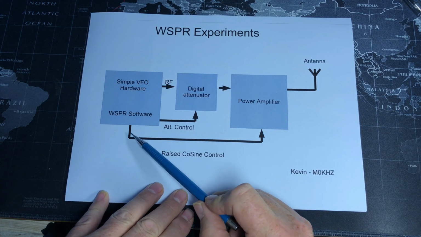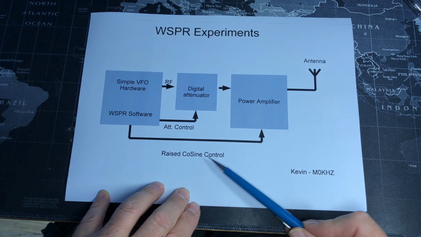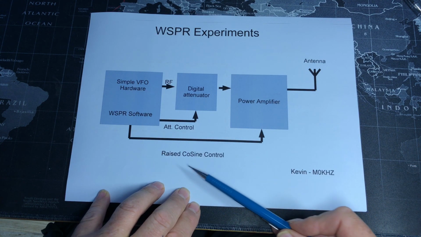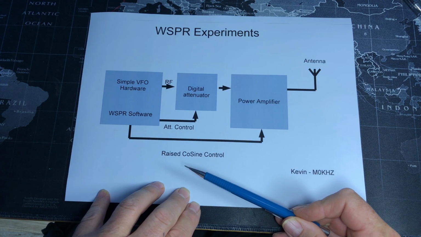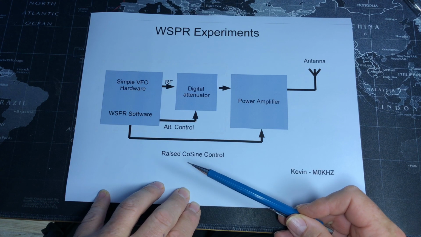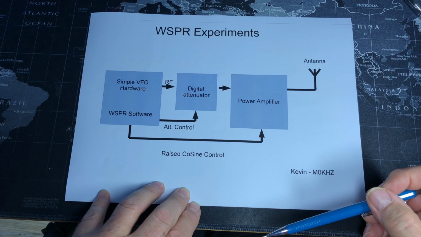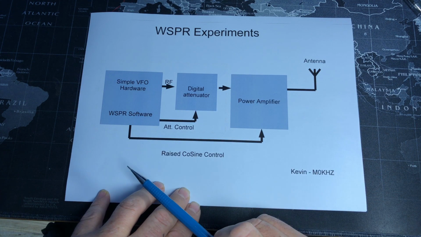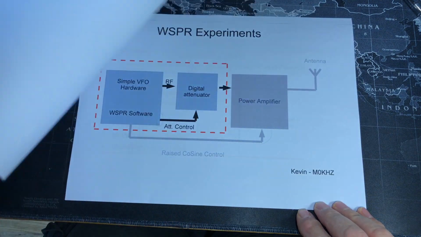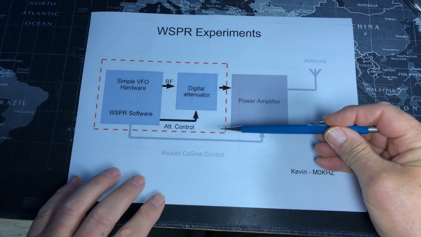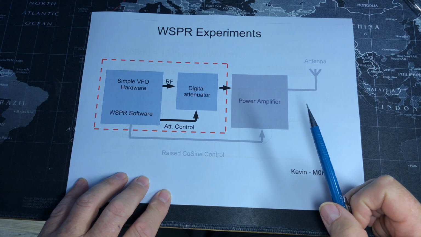And ultimately I want to control that power amplifier and implement the Raised Cosine transmit profile envelope, which I developed for the CW rig. And again, I'll post the link to the video describing that. But for the rest of this video, it's not going to be a death by PowerPoint slides. I just want to concentrate on this section of my developments.